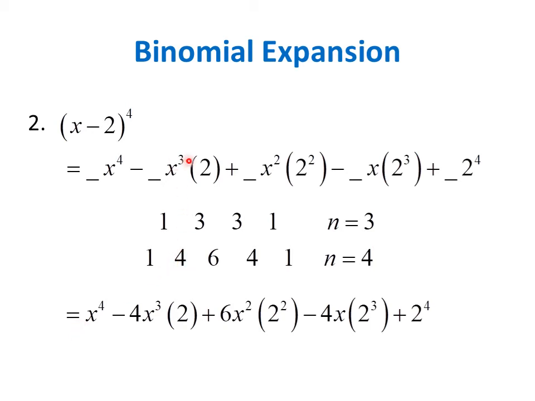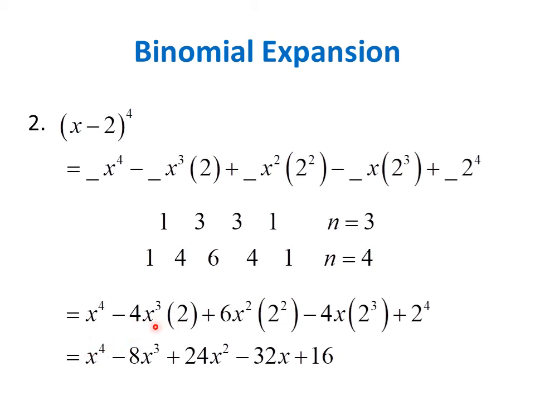4 times x cubed times 2, that is this expression. 6 times this expression is this third term. 4 times this expression is, we have this one. Okay, and lastly, 1 times 2 to the 4 is simply 2 to the 4. Obviously, we can still simplify the terms in this expansion. So x to the 4, we can no longer simplify that, so we simply copy x to the 4.